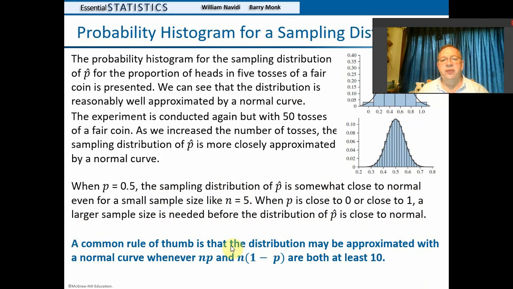A common rule of thumb is that the distribution may be approximated with a normal curve whenever n times p and n times 1 minus p are both at least 10. So before, all we had to do was look at n. If it was bigger than 30, we were good. Here we have to look at the proportion and make sure that if I multiply n times p and n times 1 minus p, both of those are at least 10.